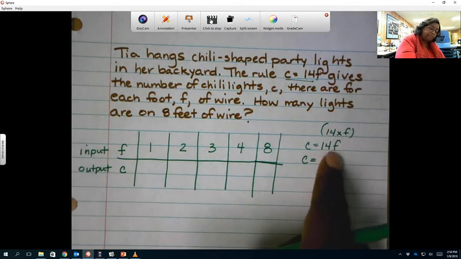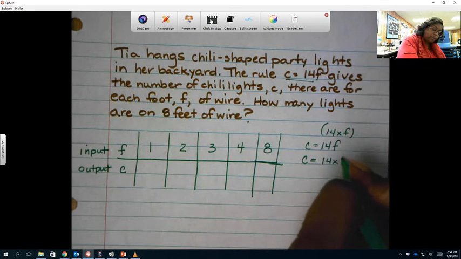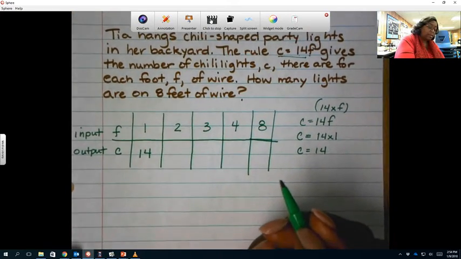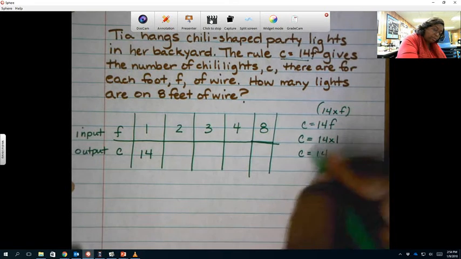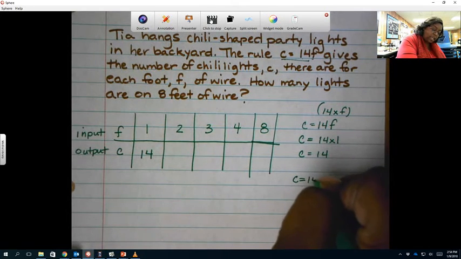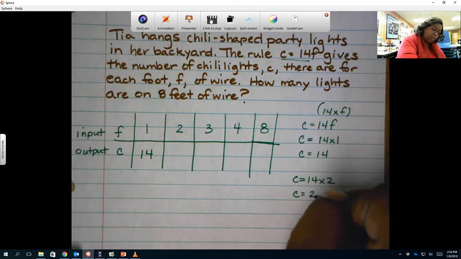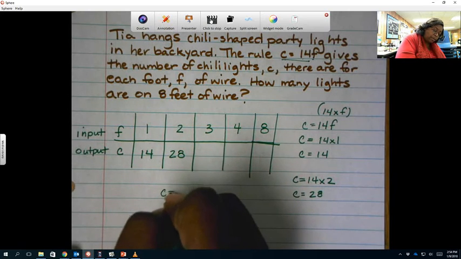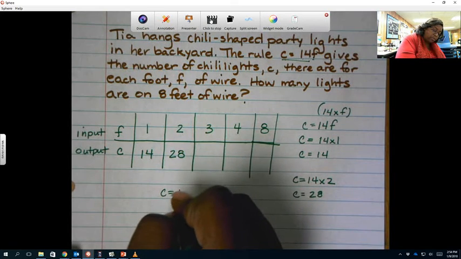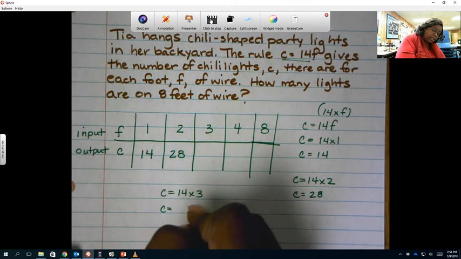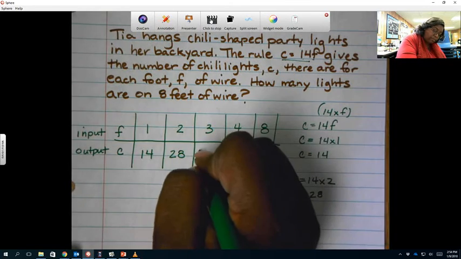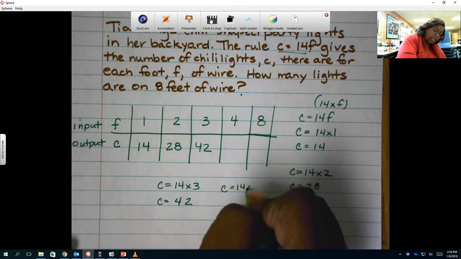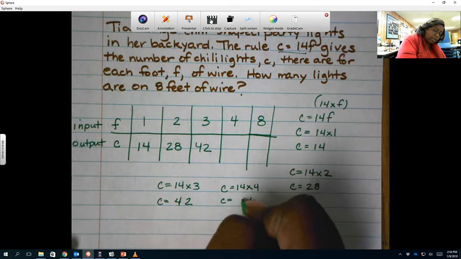So I'm going to replace F with 1. 14 times 1, C equals 14. Now I'm going to replace F with 2. C equals 14 times 2. C equals 28. Now I'm going to replace F with 3. C equals 14 times 3. C equals 42. And now I'm going to replace F with 4. C equals 14 times 4. C equals 56.